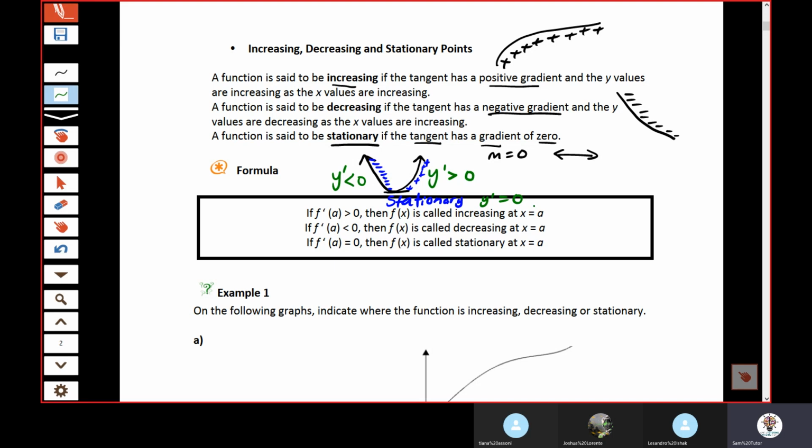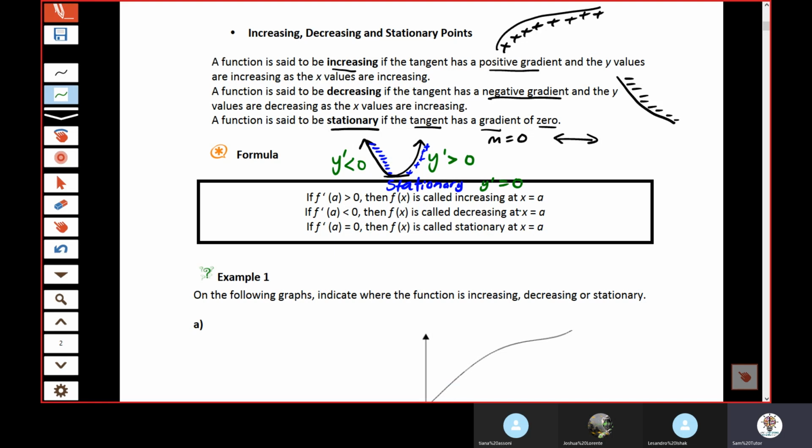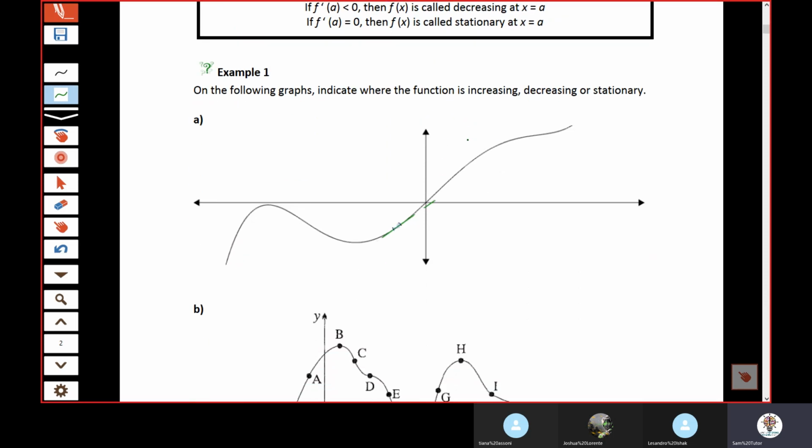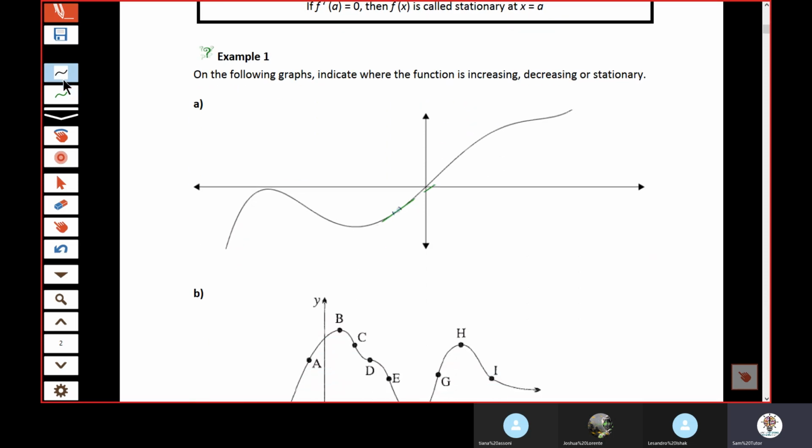Decreasing, y dash less than 0. Increasing, y dash greater than 0. Stationary, y dash equals 0. And we move on. On the following graphs, indicate where the function is increasing, decreasing, or stationary. All right, here we go. Starting from the left. Tiana, what do you reckon? Increasing. Just draw these positives and negatives, yeah?